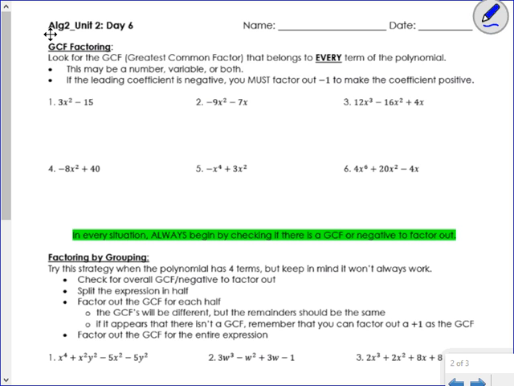So when you're looking for the GCF, the greatest common factor, it could be a number, a variable, or both of those things. You're just looking to see what numbers do they have in common, what variables do they have in common. Once you identify that, you're just going to divide it away and then write it out after that division.